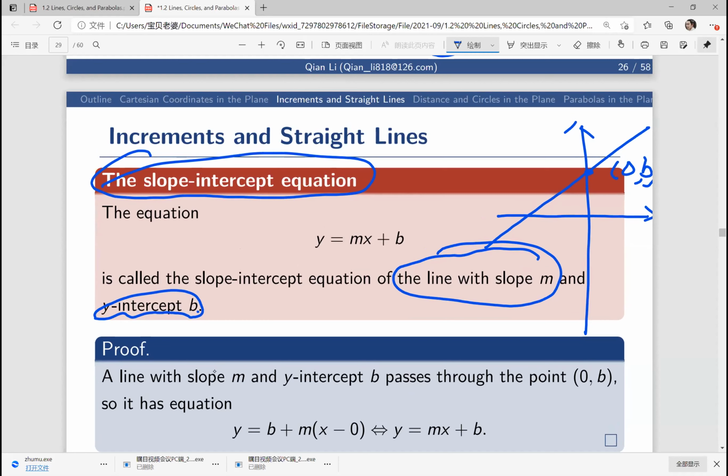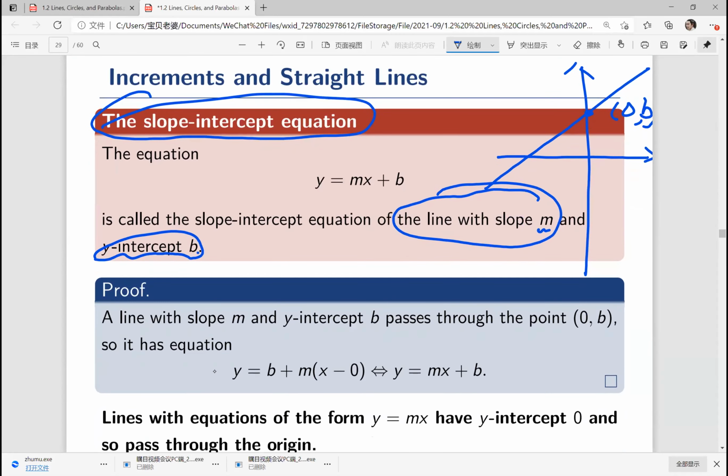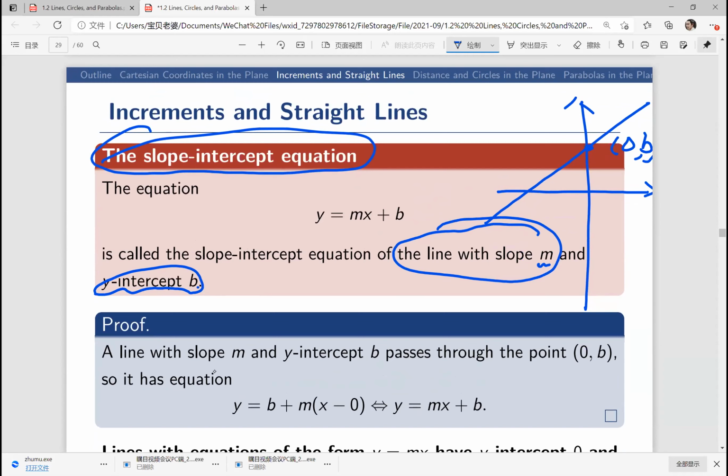So the y-intercept is b, which means this line must pass through the point (0, b). And we know the line slope is m, so we can use the point-slope equation to write the equation of this line. Let's say this line passes through the point (0, b), and the slope is m, so the equation of this line is y is equal to b plus m multiplied by (x minus 0). So the equation of this line is y is equal to mx plus b, right?